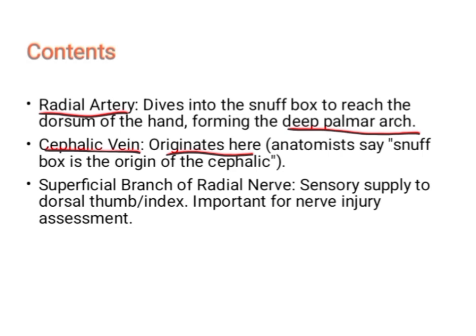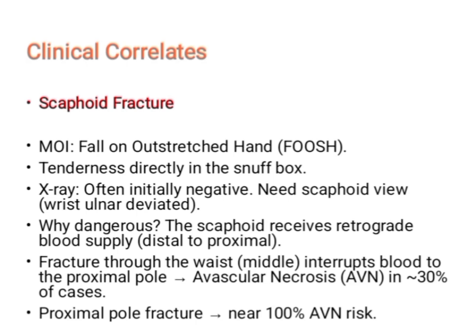from the dorsal venous arc. We also have the superficial branch of the radial nerve. The superficial branch of the radial nerve gives sensory supply to the dorsal thumb and index finger, which is important for nerve injury assessment. So the sensory branch of the radial nerve is also a content of the anatomical snuff box.